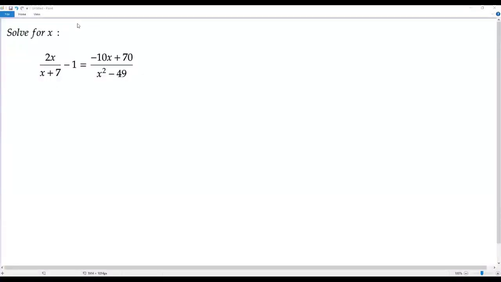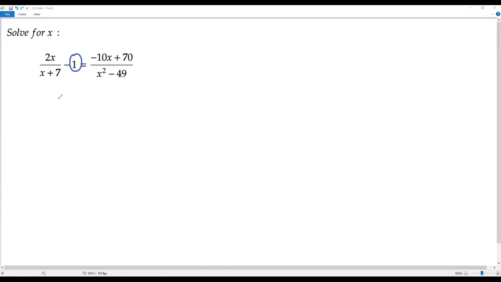Here we have a problem in algebra 2, that is we have to solve for x in the given rational equation. My first step is to simplify the expression on the left side of the equation. That is, I'm going to do subtraction between the fraction 2x over x + 7 and the integer 1.